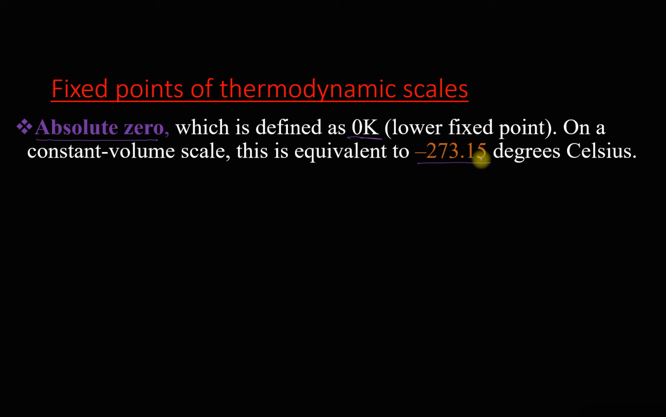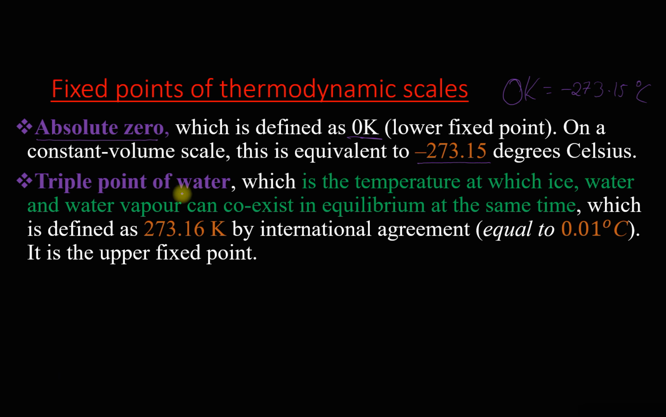So 0 Kelvin is equal to negative 273.15 degrees Celsius, which means 0 degrees Celsius is going to be positive 273.15 Kelvin, as we shall see later on. Number 2, we also have the triple point of water. So these are the two fixed points on the Kelvin scale.